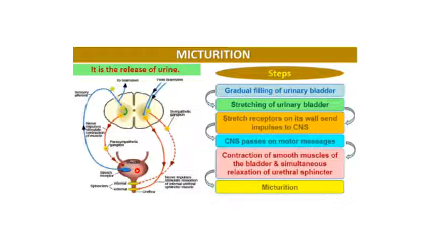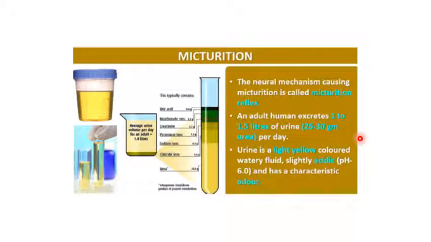CNS passes on the motor messages. So sensory neurons will take the message and motor neurons will get the messages back. Because of these messages, there will be contraction of smooth muscles of the bladder and simultaneous relaxation of the urethral sphincter, which will cause the release of urine from the body. So this is called micturition, where urine is released from the body. This neural mechanism is a reflex action, so this is also called the micturition reflex.